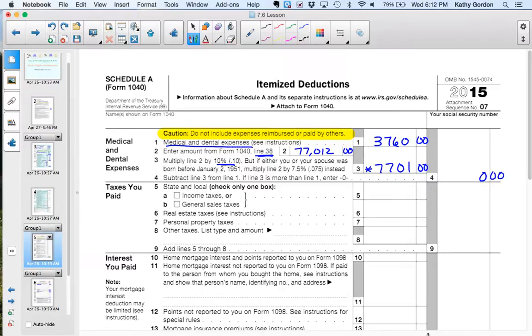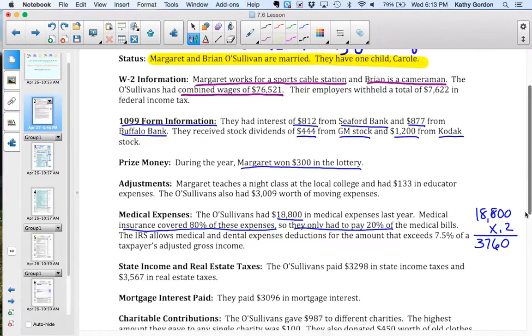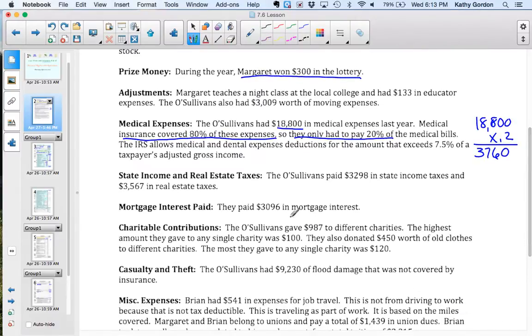Okay? The next category is taxes you've paid. Other than federal taxes, you pay state income taxes, you pay general sales taxes. If you have information to back up the kinds of taxes you've paid, you can use that as a deduction. And so if we go back to our explanation here, we are told that the O'Sullivans paid $3,298 in state income tax, and they also paid $3,567 in real estate taxes.